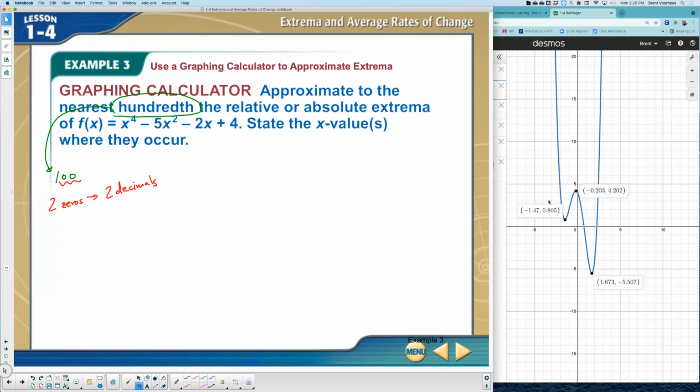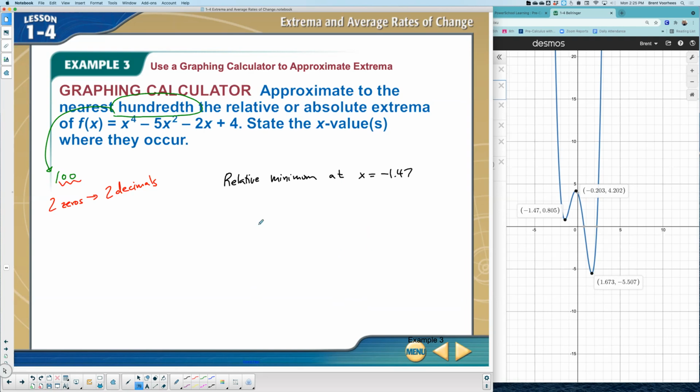So we need to list off our relative minimums and maximums here. This first point, is it a relative or absolute, maximum or minimum? Minimum. So we have a relative minimum. And it says approximate to the nearest hundredth the x value. So that's all I'm going to write down is the x value. So I have a relative minimum at negative 1.47. I don't have to round that. Desmos has it right there for me.